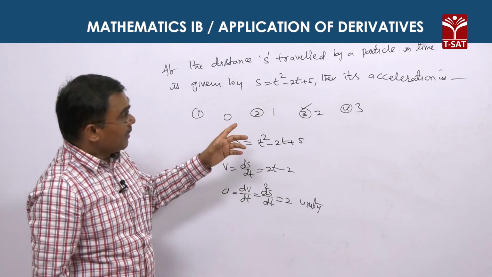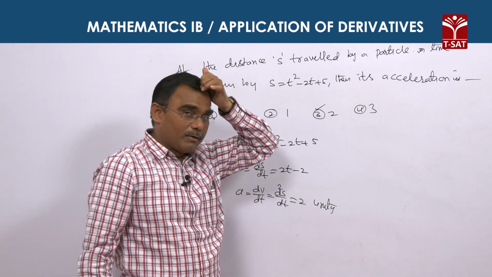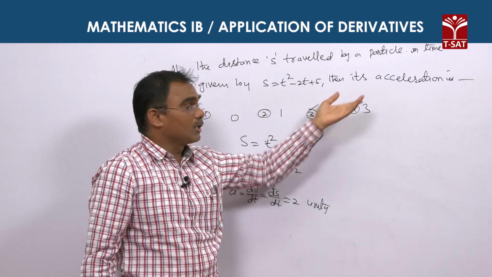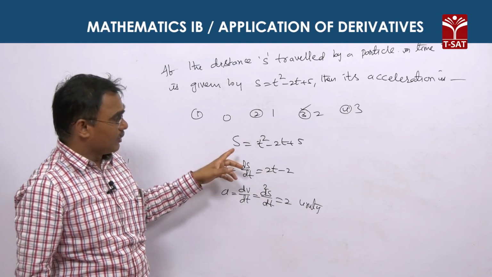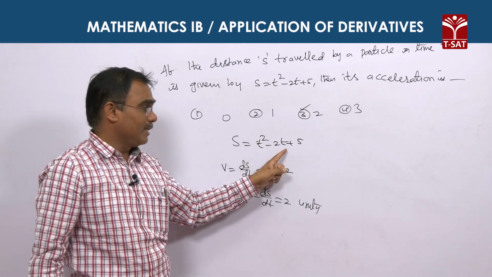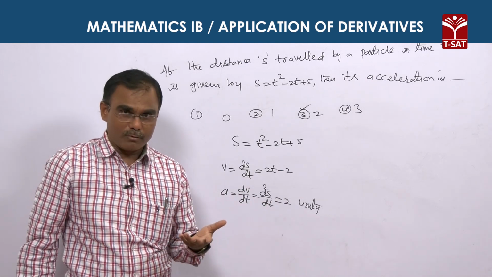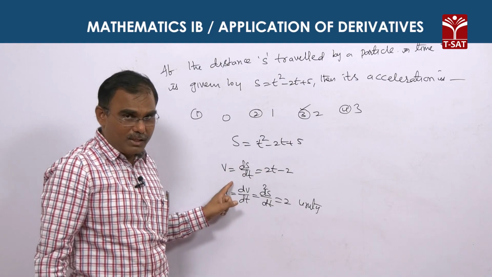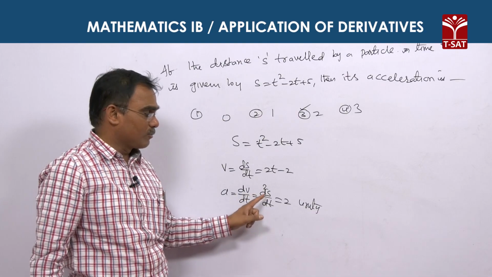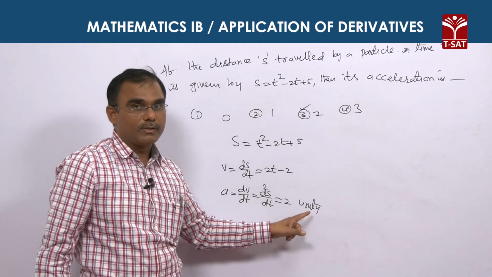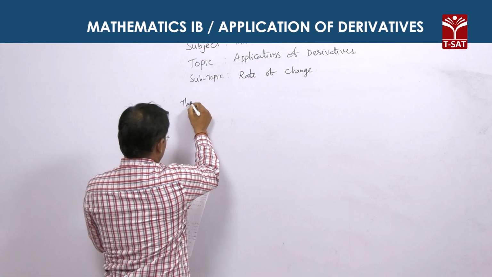ఒక కణం t టైంలో s = t² minus 2t plus 5 దూరం ప్రయాణిస్తే ఆ కణం యొక్క త్వరణాన్ని కనుక్కోమన్నాడు. ఇలాంటి సమస్యలలో ఒక్కోసారి వేగము, ఒక్కోసారి త్వరణం కనుక్కోమంటాడు. మొదట వేగం v = ds by dt, అదేవిధంగా త్వరణం a = dv by dt or d²s by dt². త్వరణం 2 యూనిట్లు.